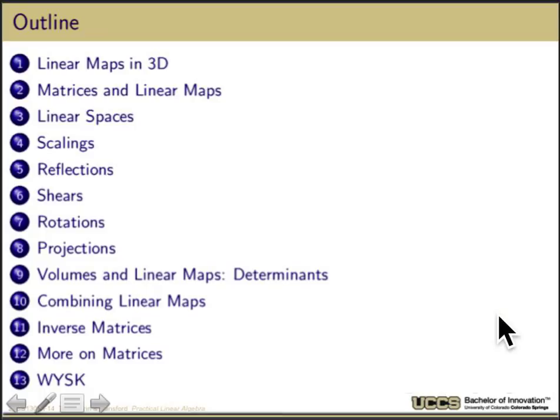So we'll be looking at linear maps in 3D, the matrices and maps that go with them, linear spaces, special cases of scalings, reflections, shears, rotations, and projections. Look at how to compute volumes in linear maps with determinants, how to combine linear maps, and briefly talk a little bit about inverse matrices. Then we're going to come back and give you a review of important properties of matrices, ending with what you should know in terms of our terminology.